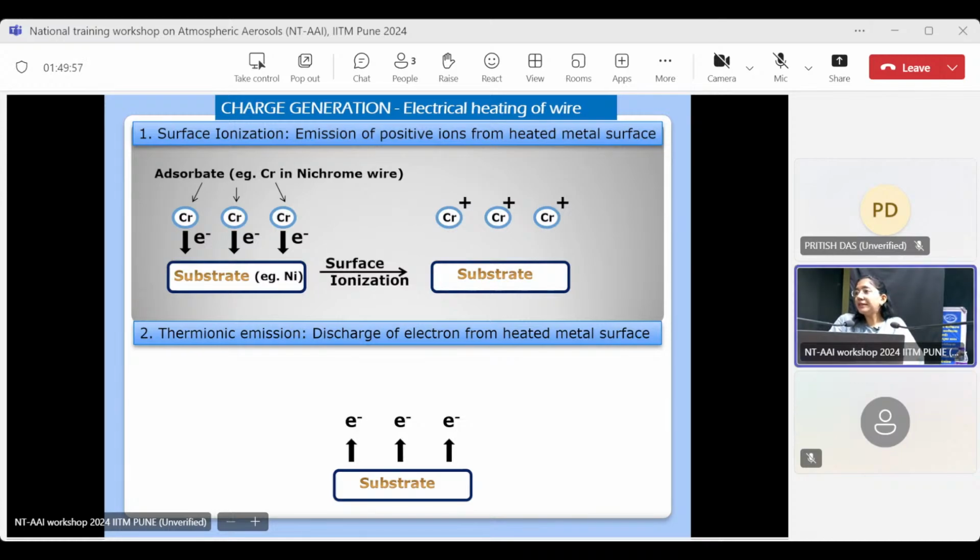The second thing which can happen is thermionic emission. This is well known. What happens when you electrically heat a wire? At the point where you provide sufficient energy to an electron, equivalent to the work function, it will lead to the emission of that electron. That is thermionic emission. But the energy requirement for thermionic emission is very high. But because of surface ionization, if there is an impurity, or you have an alloy, you can create charge at a lower energy requirement.